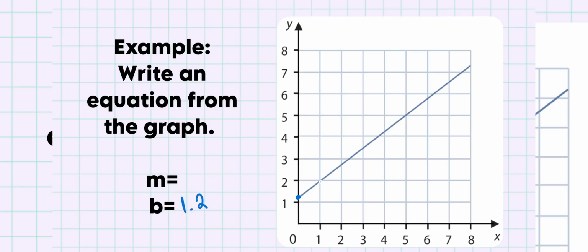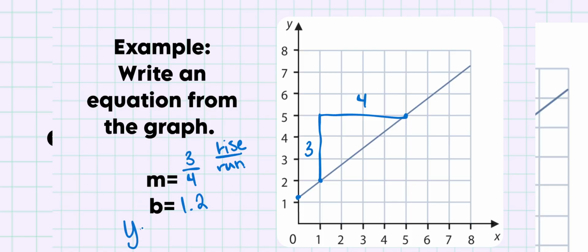Now we have to find the slope. So remember, to find slope, it is rise over run. So we find a point right here, and then we find the next point that crosses and intersects. That'd be right here. Our rise is 1, 2, 3. And our run is 1, 2, 3, 4. So our rise is 3 and our run is 4. So that makes our slope 3/4.